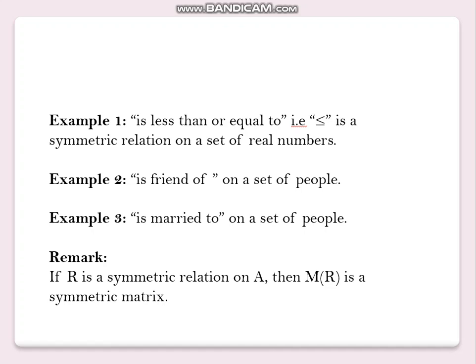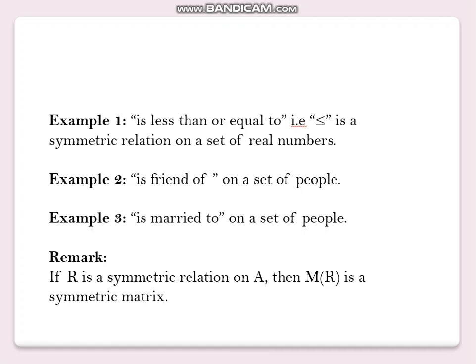Example number 3 is "is married to" on a set of people. Consider any set of people, not necessarily in the class. If a man is married to a lady, then that lady is also married to the man. So that means this is also an example of a symmetric relation.